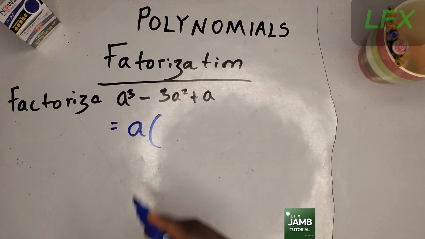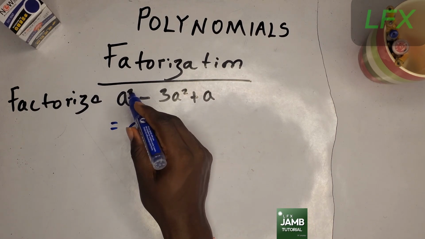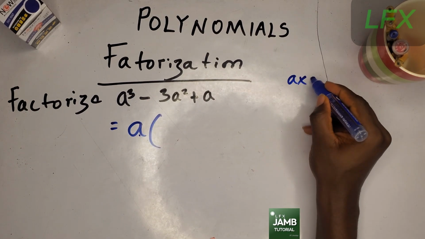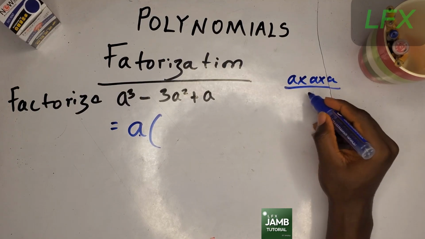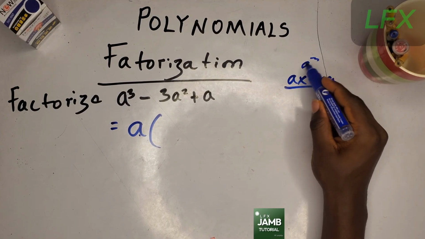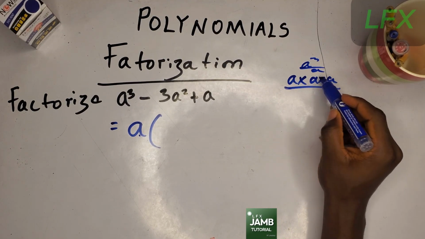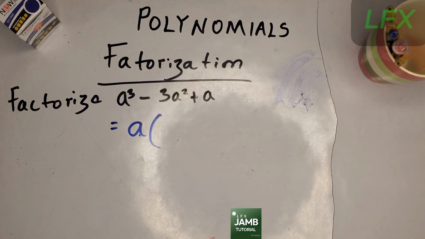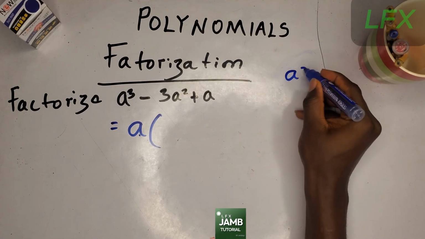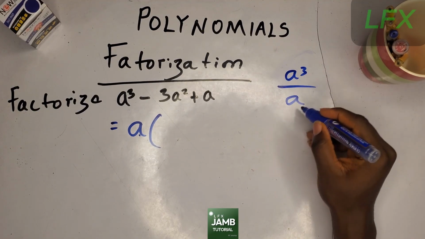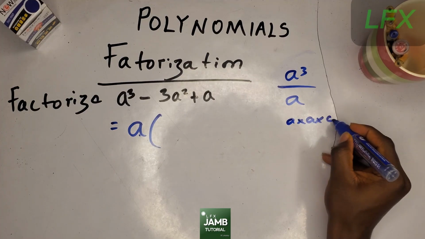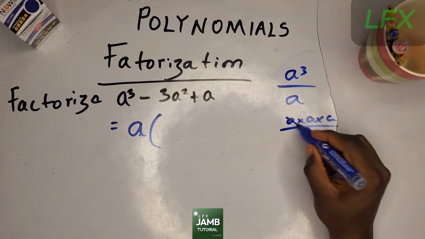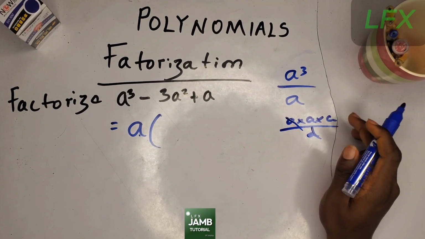So let's divide it. A raised to the power 3. Hope you know a raised to the power 3 means a times a times a. So what I'm saying is a raised to the power 3 divided by a gives us a times a times a divided by a, right? So one of these cancels and we have a squared, right?